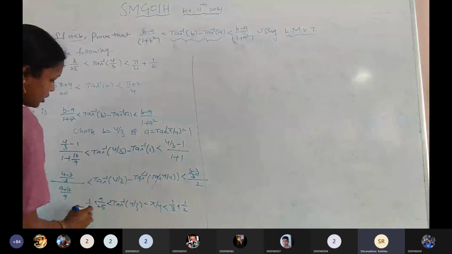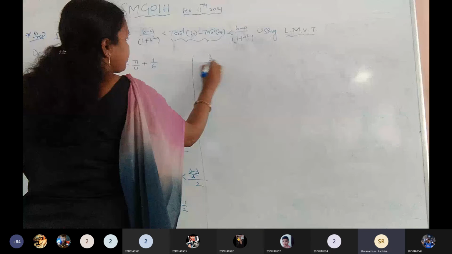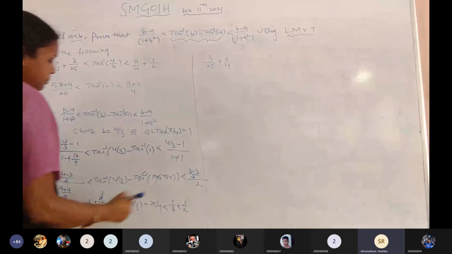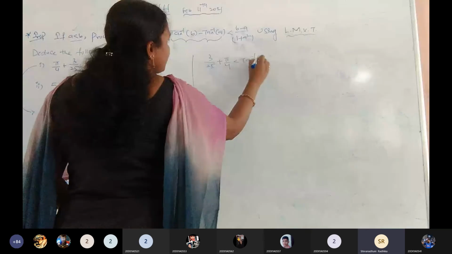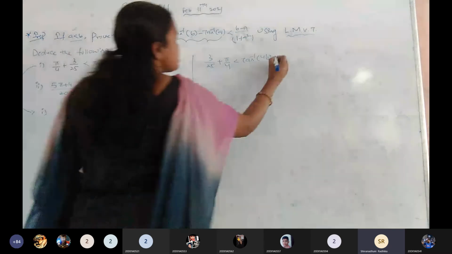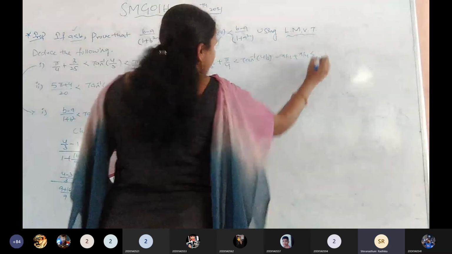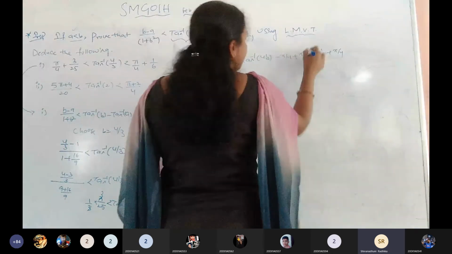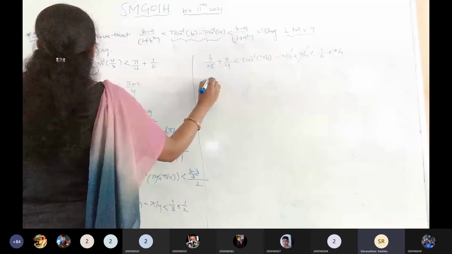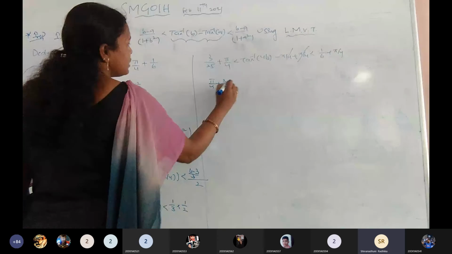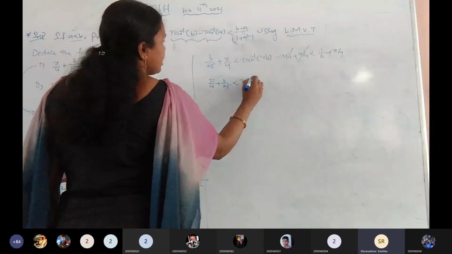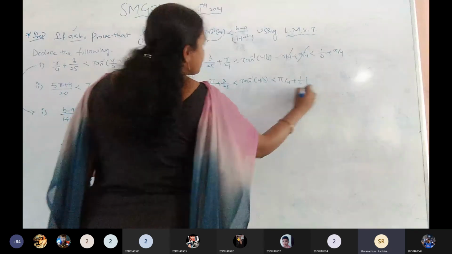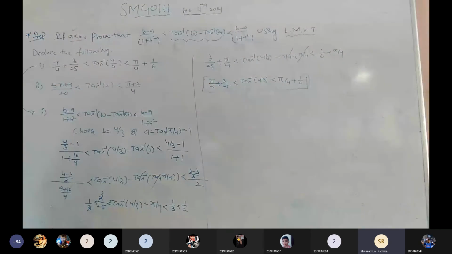So 3 3s are 9, 3 by 25 plus 5 by 4. This 5 by 4 I am going to add on both sides. It is less than tan inverse of 4 by 3 minus 5 by 4 plus 5 by 4. There is no cancellation here. 1 by 6 plus 5 by 4, 5 by 4 and 5 by 4 get cancelled. So 5 by 4 plus 3 by 25 is less than tan inverse of 4 by 3, which is less than 5 by 4 plus 1 by 6. The first deduction is completed, that is the proof.